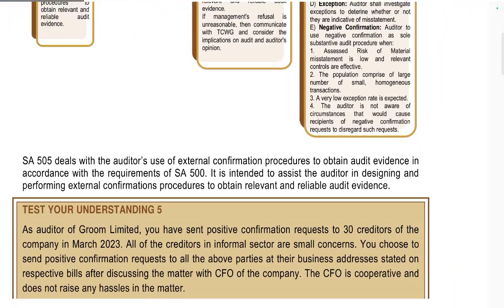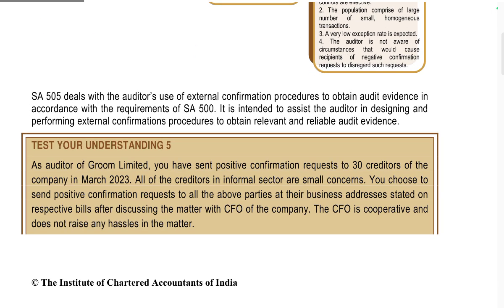SA 505 deals with the auditor's use of external confirmation procedures to obtain audit evidence in accordance with the requirements of SA 500. It is intended to assist the auditor in designing and performing external confirmation procedures to obtain relevant and reliable audit evidence.